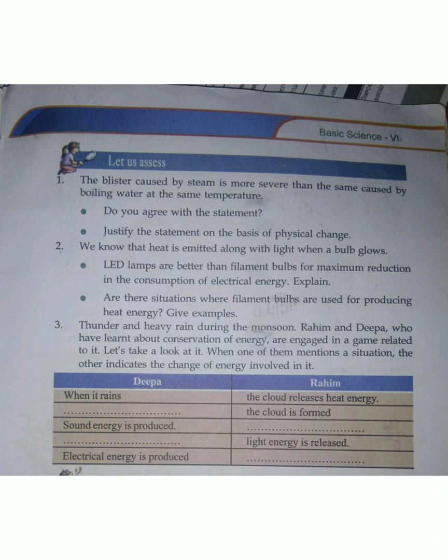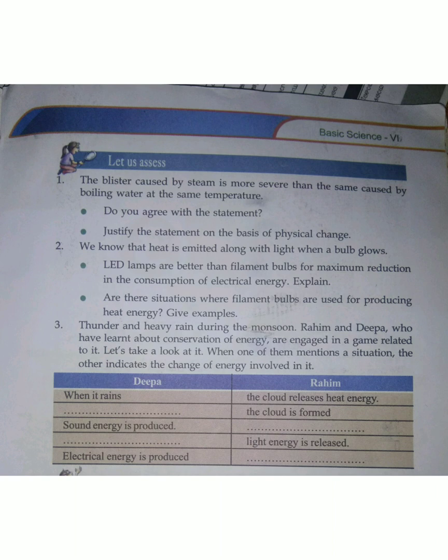Next question. We know that heat is emitted along with light when a bulb glows. That means when a bulb glows, heat is emitted along with the light. First one: LED lamps are better than filament bulbs for maximum reduction in the consumption of electrical energy. Explain. The question said that LED lamps are better than filament bulbs. Do you agree? Explain.